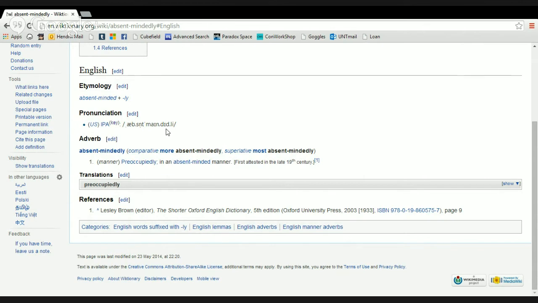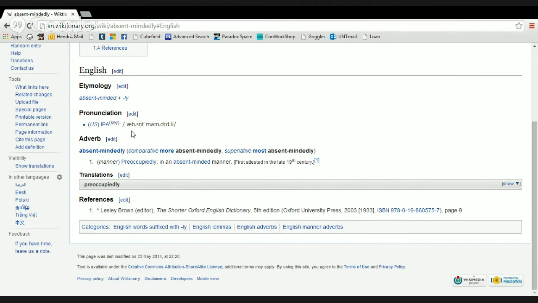D. did. It's that short E, remember? So it's not deed, it's did. Just relax your eye. Did. Correct. Nailed it. Then this very final syllable: Lee. So together we have absent, mine, did, Lee. Mindedly.